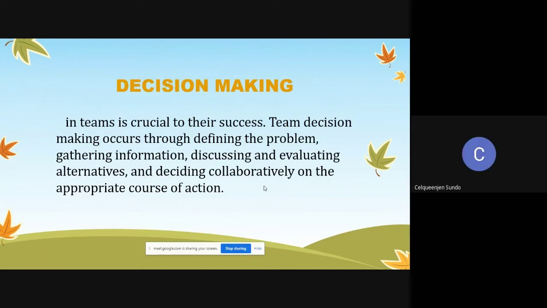Decision making in teams is crucial to their success. Team decision making occurs through defining the problem, gathering information, discussing and evaluating alternatives, and deciding collaboratively on the appropriate course of action. Examples of decision making are deciding what to wear, deciding what to eat for lunch, choosing which book to read, and what task to do next.